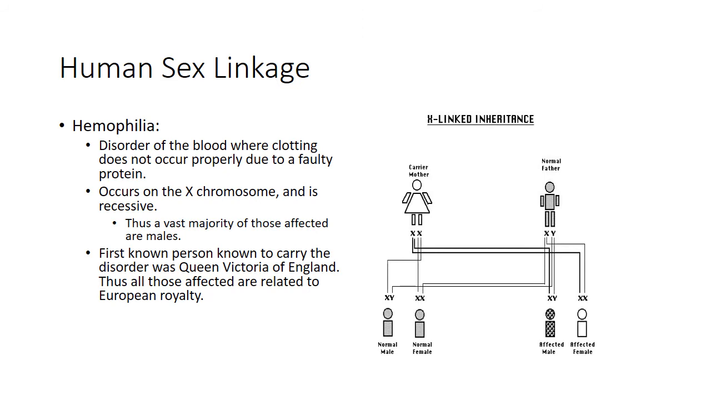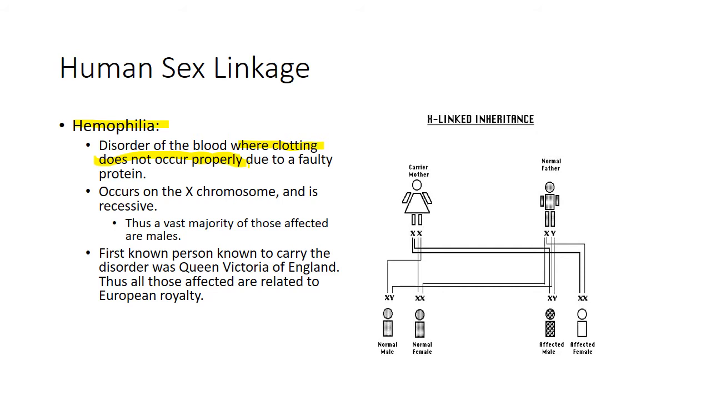So for human sex-linked traits, we have the following: hemophilia. This is a disorder of the blood where clotting does not occur properly. And this is just due to a faulty protein.